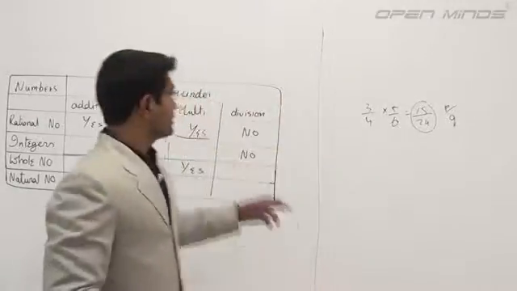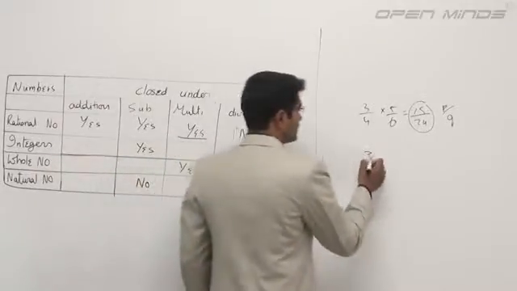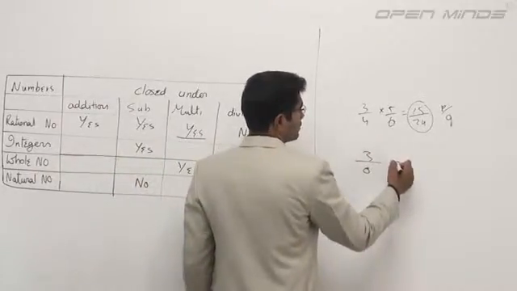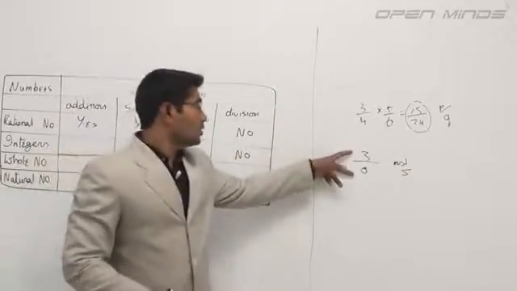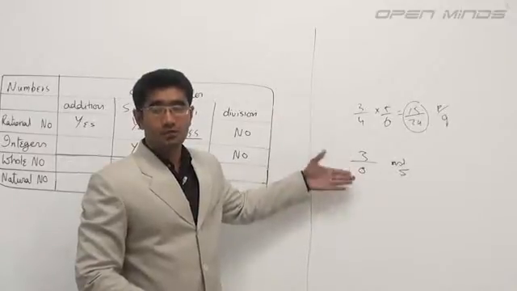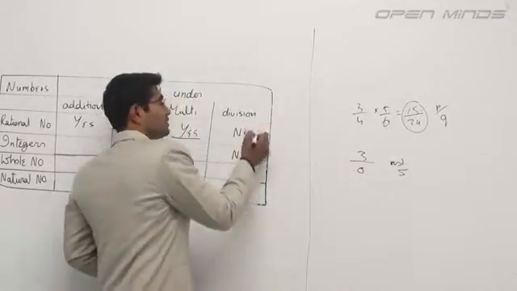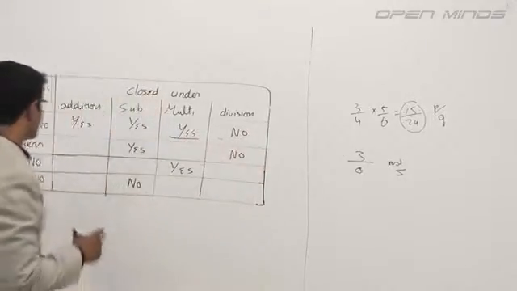Now I know that it's not in division, because if the denominator is zero, let's say 3 by 0, this is not defined, right? So 3 by 0 is not a defined rational number, and therefore division is not defined. This is anyway given to you, but let's just discuss it. Come back to the next thing here.